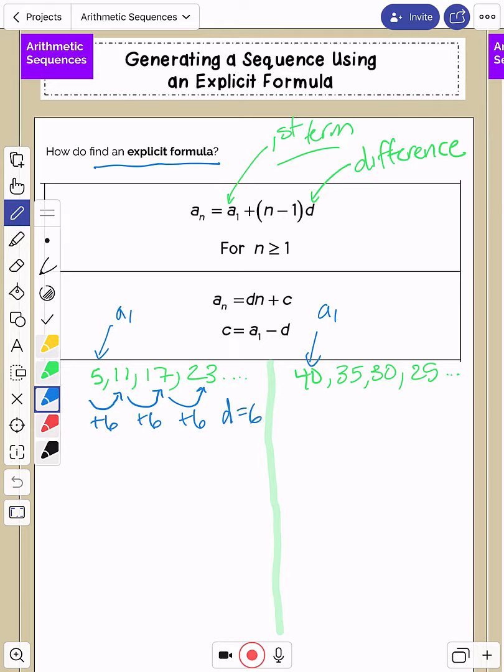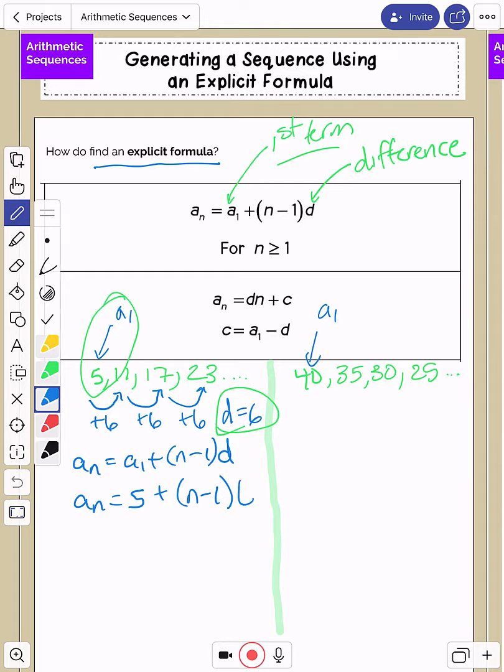All right, so now my formula says A sub n is equal to A1 plus n minus 1 times D. So we figured out D, we figured out A1. So A sub n is equal to our first term, which is 5, plus n minus 1 times D, which is 6. So that's actually all there is to it, is figuring out the step and the first term.